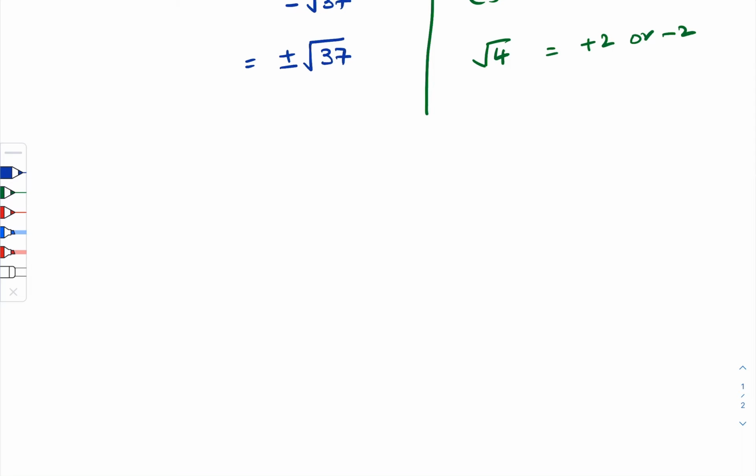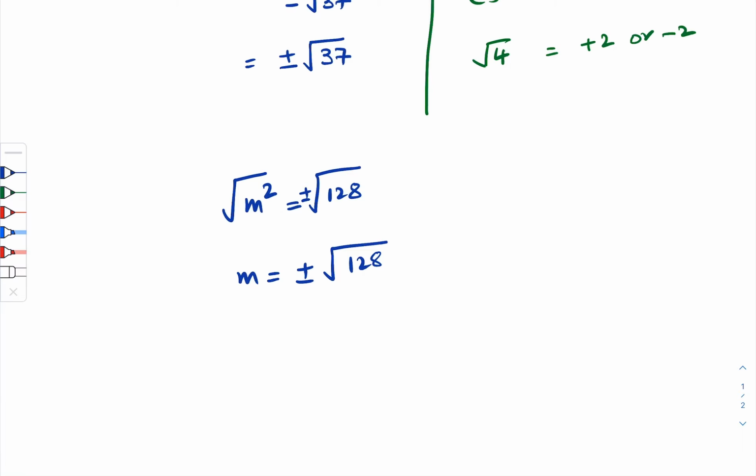This time we're going to give you a number that can be factored. So you have m squared is equal to 128. So to find the value of m, you take the square root of both sides. And when you do that, that becomes plus minus. So therefore you get m is equal to plus minus square root of 128.